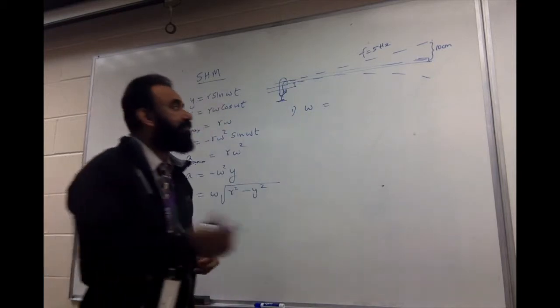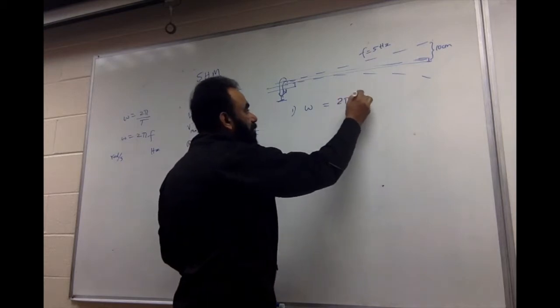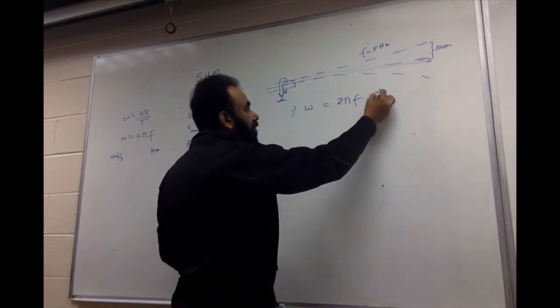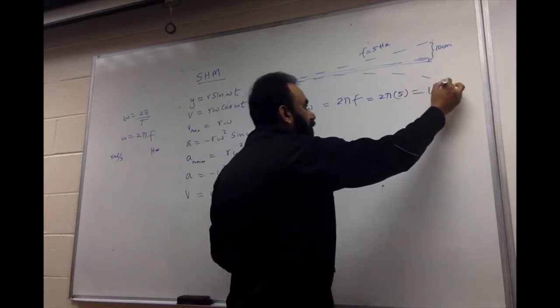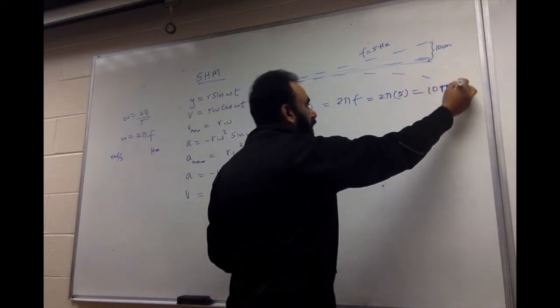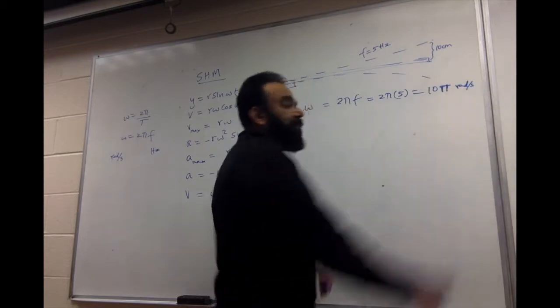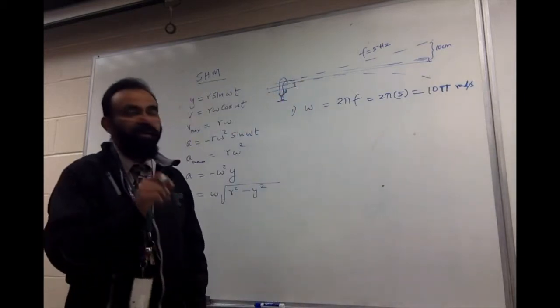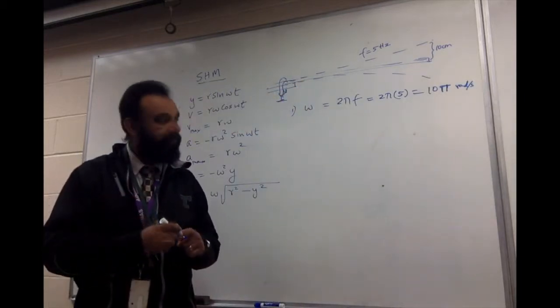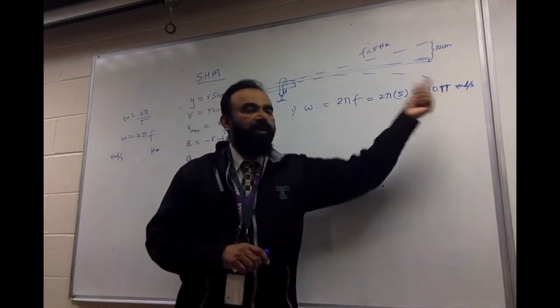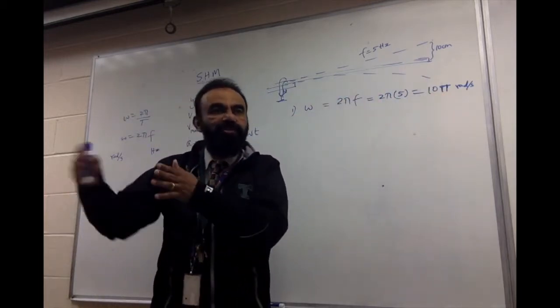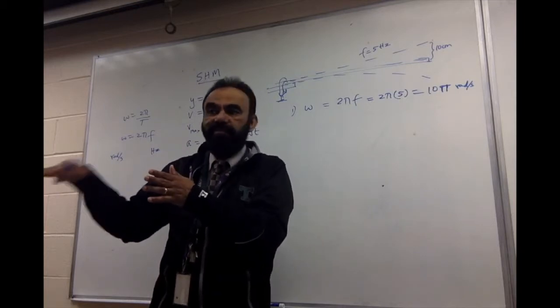So what did you do? It is 2 pi times frequency, which is 2 pi times 5, which is 10 pi. It is always good to keep your pi as pi radians per second. It's always good to keep your pi intact because if you write it as 3.14, you're chopping off a lot of places.